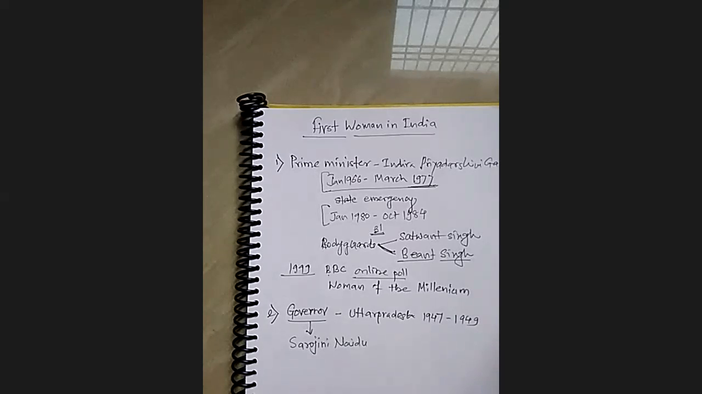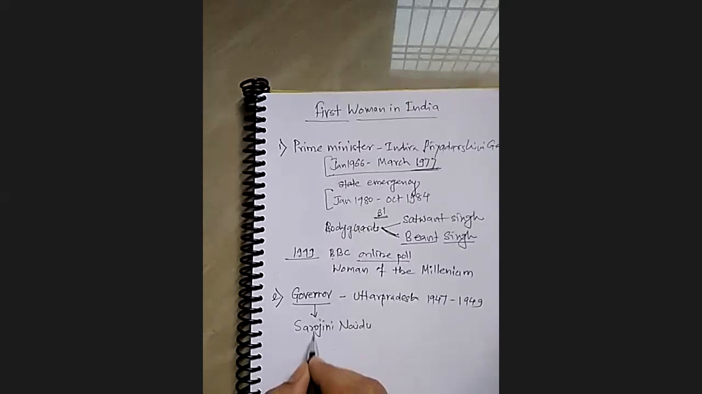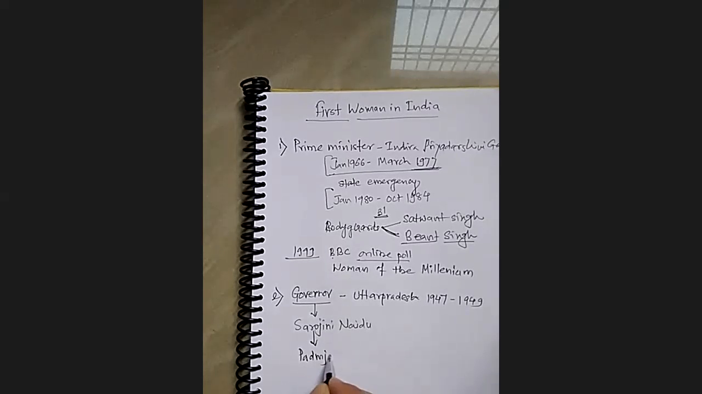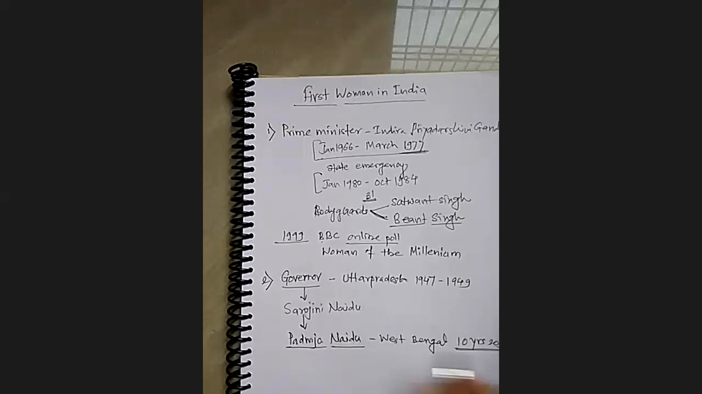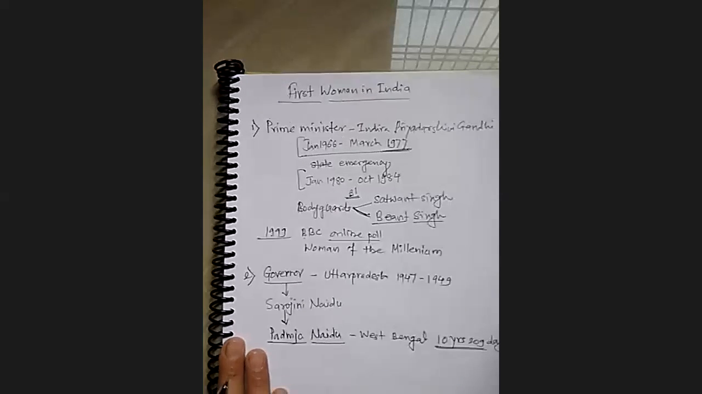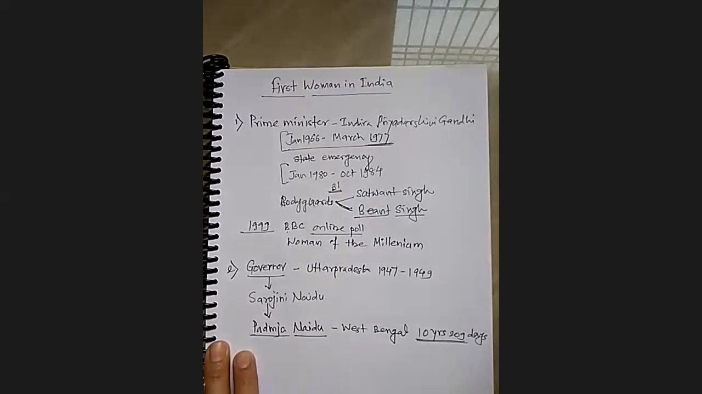One more thing is that the name of her daughter is Padmaja Naidu. She had also become the governor of one of the states. And in fact, she has a record for holding the office of governor. Padmaja Naidu was the governor of West Bengal for more than 10 years, that is, 10 years and 209 days. You can consider almost 11 years. And this is the record. As far as women are concerned, nobody has served this many years in the office of governor.